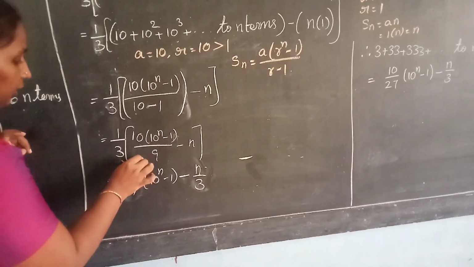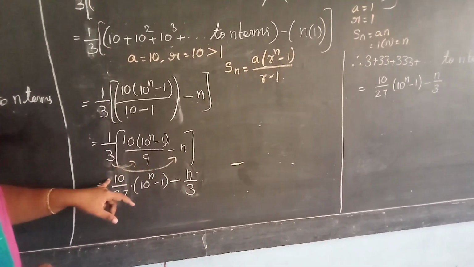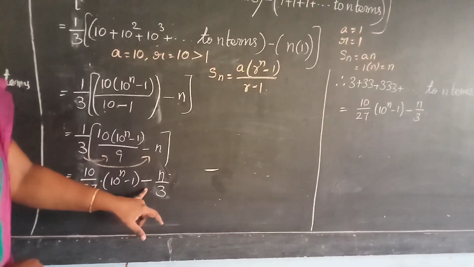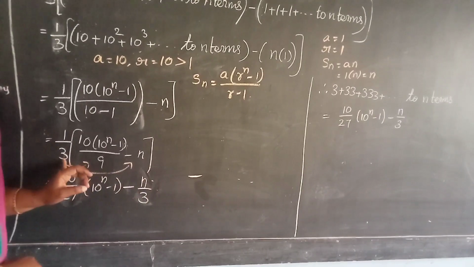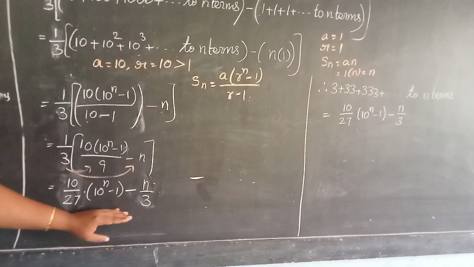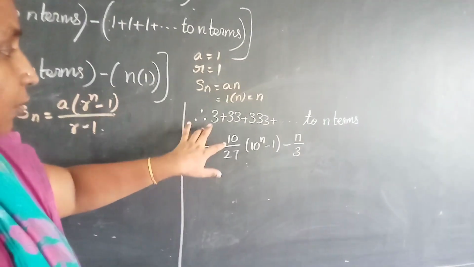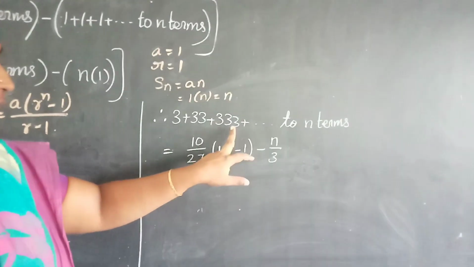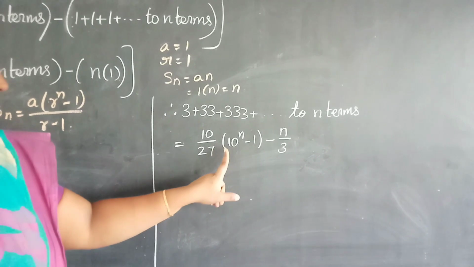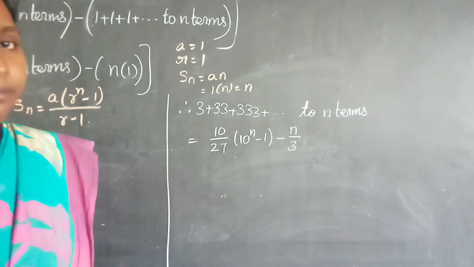Now I am going to take this 1 by 3 into the bracket. So multiply 1 into 10 you will get 10. 3 nines are 27 into 10 power n minus 1, minus 1 into n. Here 3 you know, divide by 3. So we will get 10 by 27 into 10 power n minus 1, minus n by 3. So write the last step. Therefore 3 plus 33 plus 333 plus and so on to n terms equals 10 by 27 into 10 power n minus 1, minus n by 3.